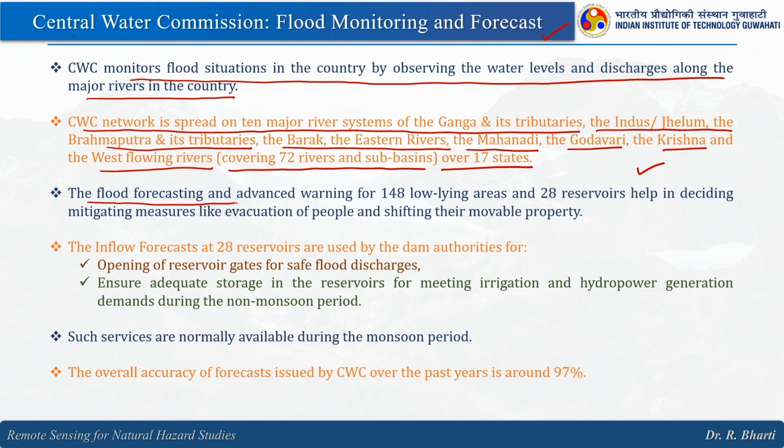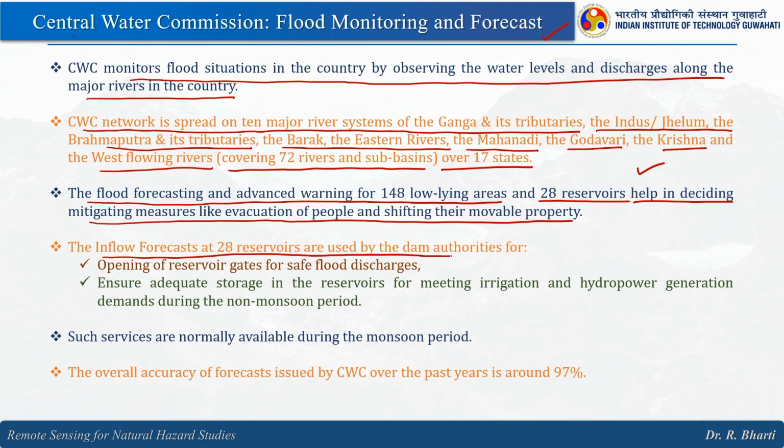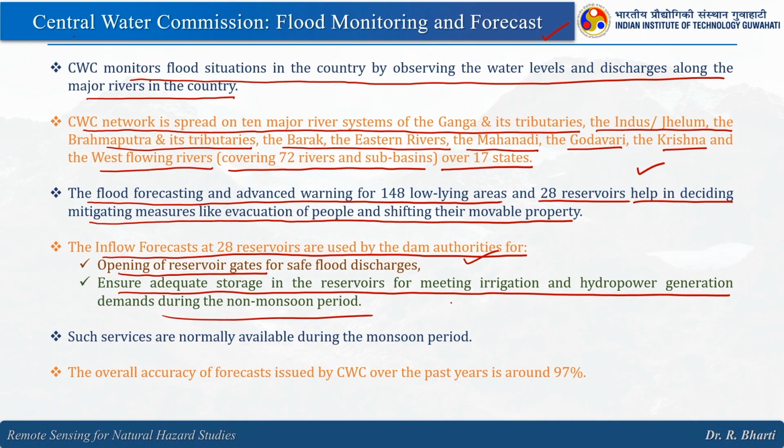The flood forecasting and advance warning for 148 low-lying areas and 28 reservoirs help in deciding mitigation measures like evacuation of people and shifting their movable property. The inflow forecast of 28 reservoirs is used by the dam authorities for opening the reservoir gates to control the flood water, and to ensure adequate storage in the reservoir for meeting irrigation and hydropower generation. So that is also done by the dam authorities by using this CWC forecasting.